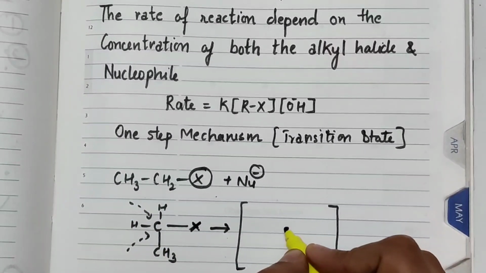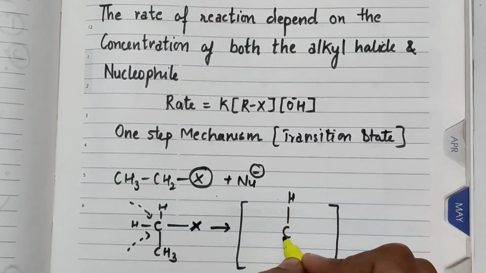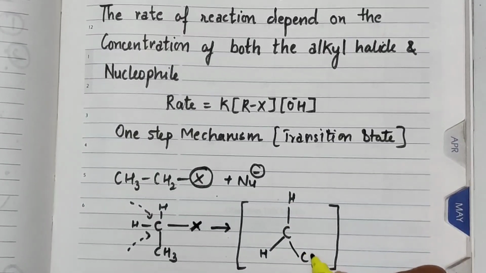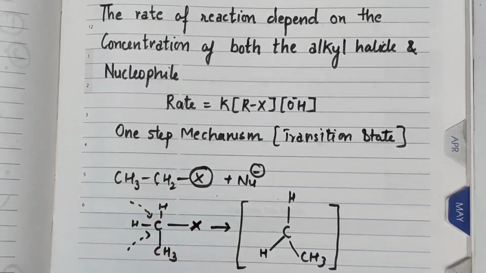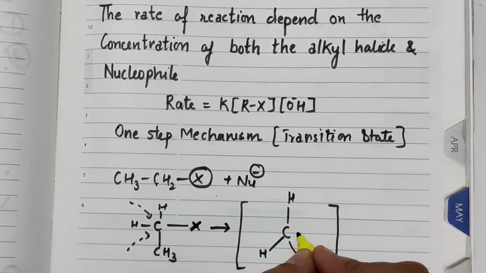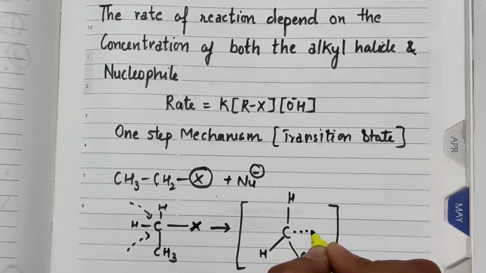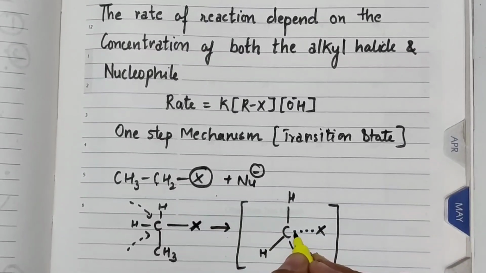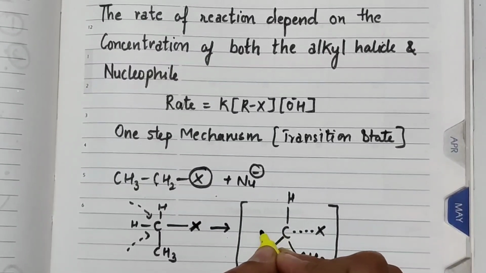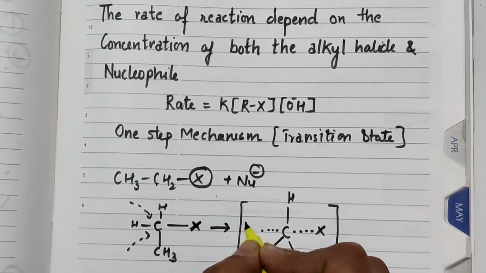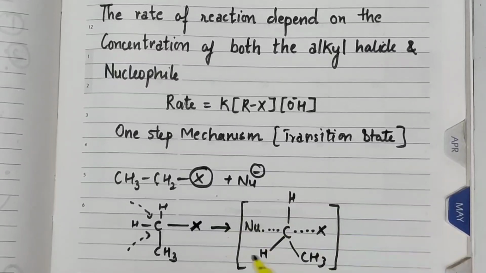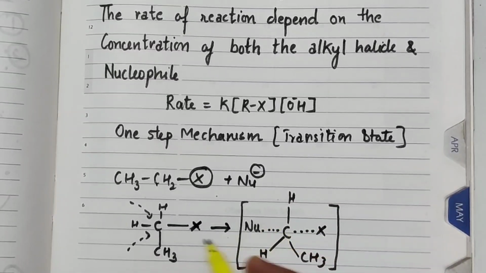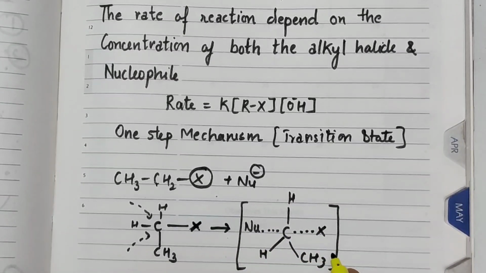That is, this is H and CH3. This is the original atom, H and CH3. Now here X is present. This bond is breaking, and at the same time this bond is forming with the nucleophile. So this is a transition state where breaking and forming are taking place simultaneously.